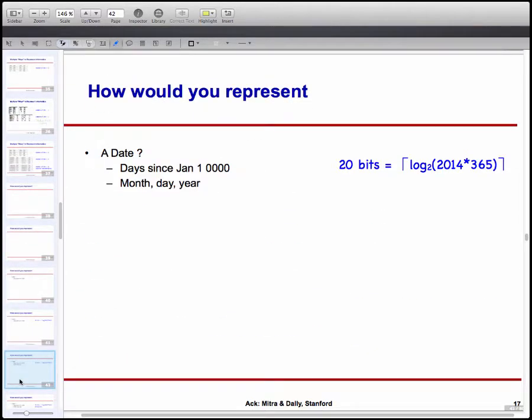Next one. Let's say I want to represent a date as month, day, and year. So this is an alternative way of representing date, right? The first one was valid. The next one is I'm going to think of a date as having 3 fields: month field, day field, and a year field. How many bits will we need now?